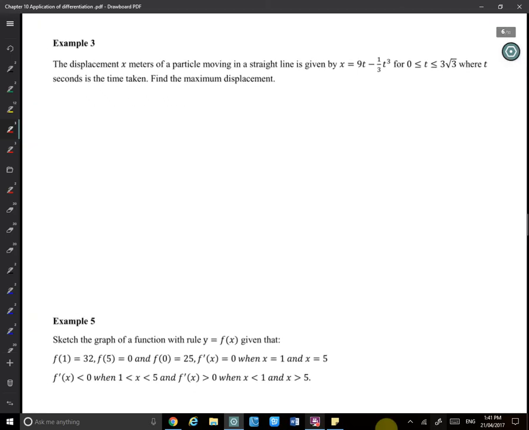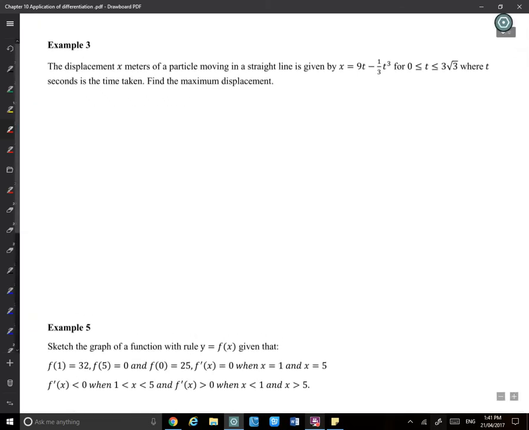Okay, example 3. The displacement x meters of a particle moving in a straight line is given by x equals 16 minus a third t cubed for t in between that time, where t seconds is the time taken. Find the maximum displacement. Let's say where it occurs first.